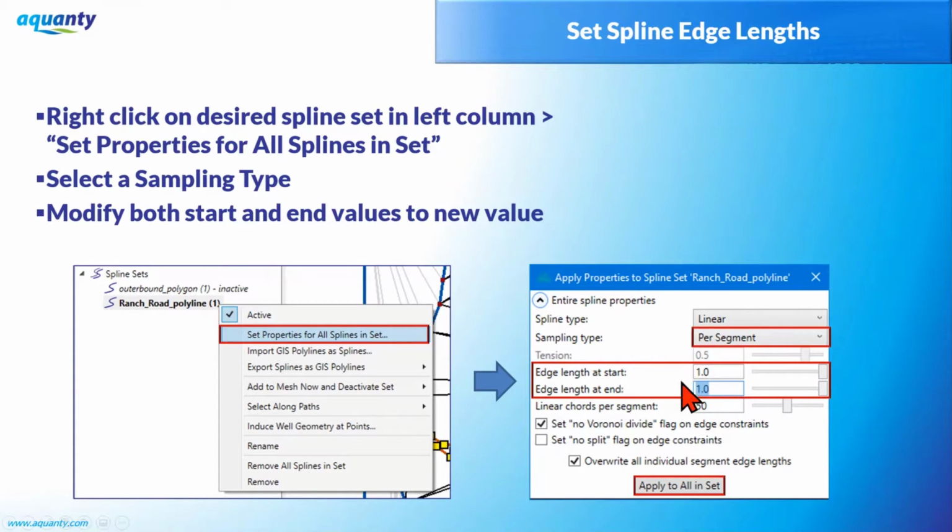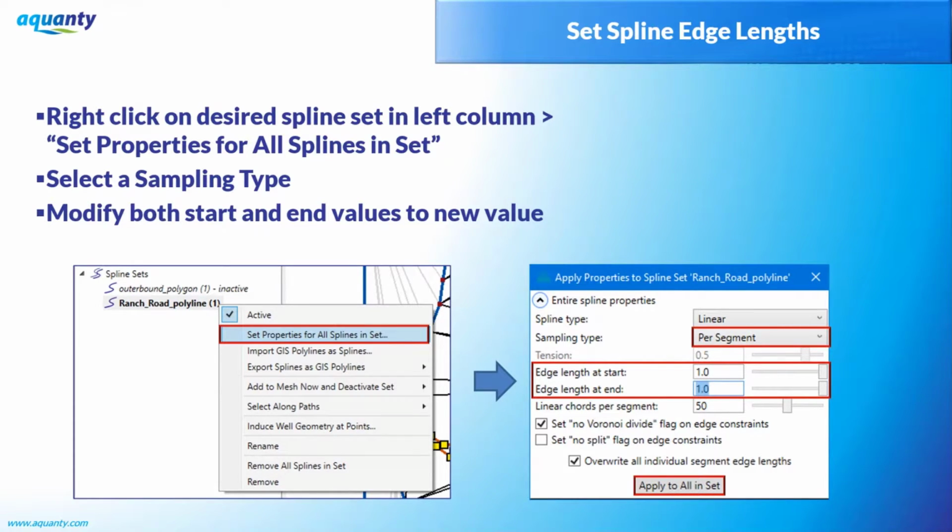So once we've imported some spline sets, we have this kind of optional step where you can set some custom edge lengths along those spline sets. You don't have to do this if you don't want to. You can opt for using the more global settings during optimization if you prefer. But doing it this way allows you to set different parameters for each spline set, so it offers a bit more flexibility. To do this, you would right-click on the desired spline set in the left panel, and then set properties for all splines in set.